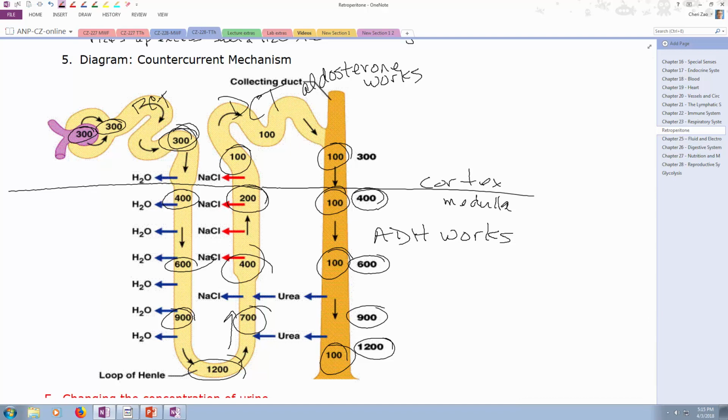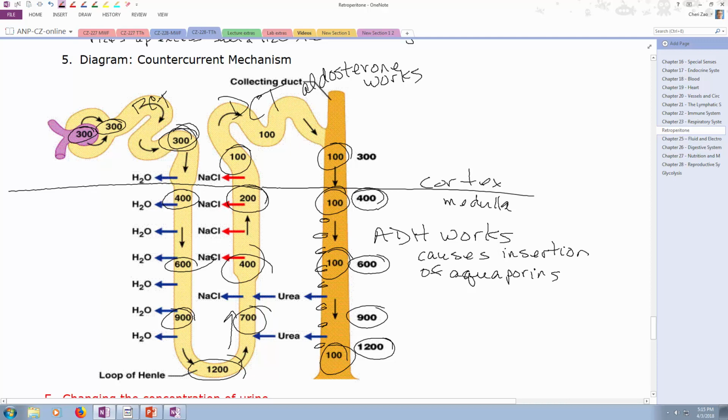Because one of the things about ADH, anti-diuretic hormone, that means make less pee, is what it means to me. Okay? And the way you make less pee is anti-diuretic hormone causes insertion of aquaporins into the luminal side of the collecting duct. And if we put in little water gates all down here, what does that mean to the concentration of our urine?